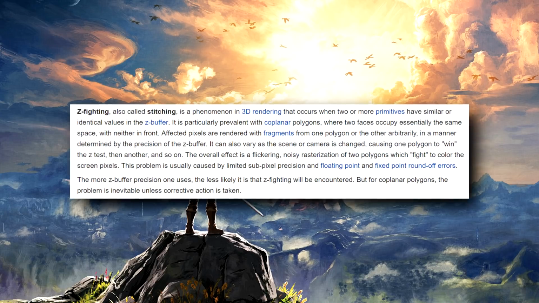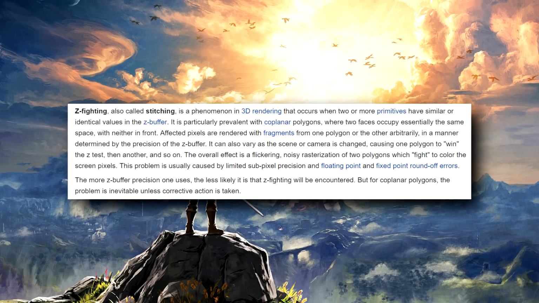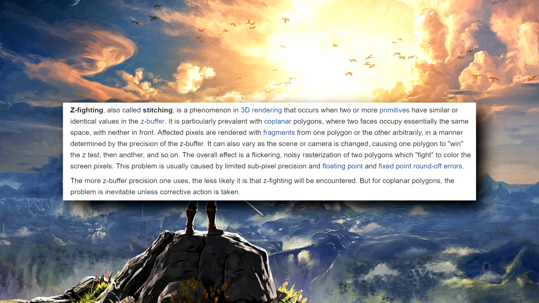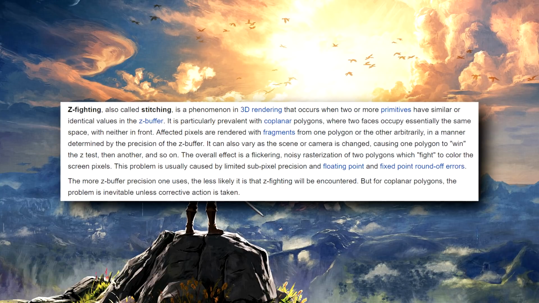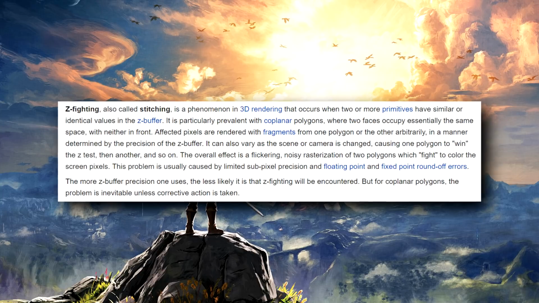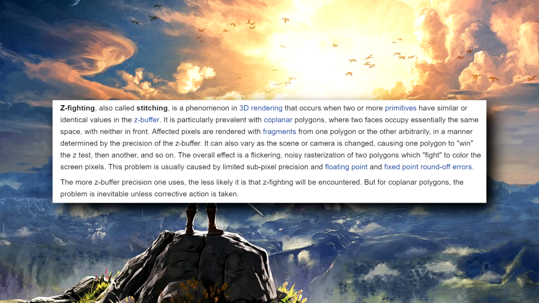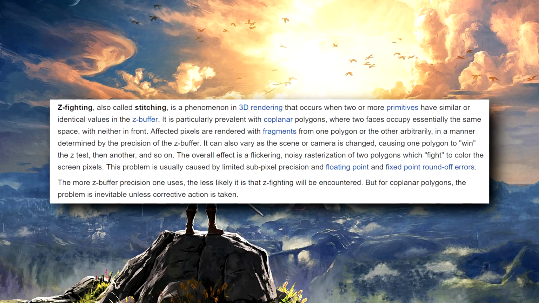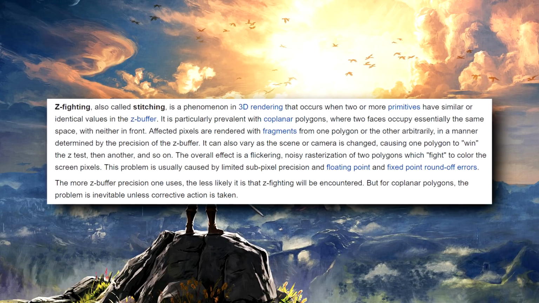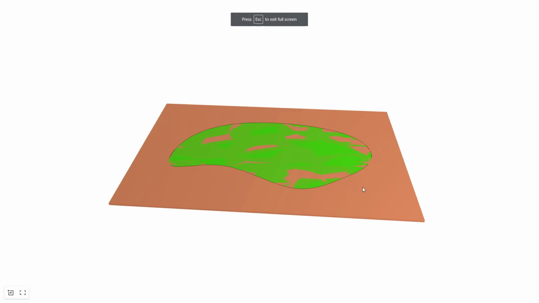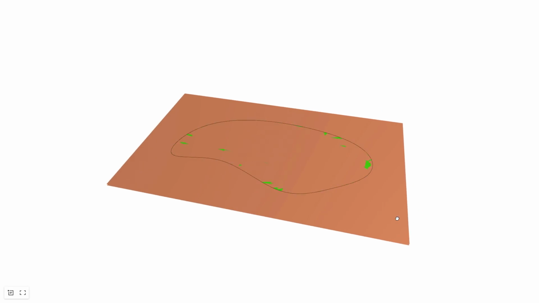The overall effect is a flickering, noisy rasterization of two polygons which fight to color the screen pixels. This problem is usually caused by limited sub-pixel precision and floating point and fixed point round-off errors. The more Z buffer precision one uses, the less likely it is that Z-fighting will be encountered. But for coplanar polygons, the problem is inevitable unless corrective action is taken. So when searching about Z-fighting, you can also find images on the topic, and they of course are very similar to what's happening on the Lanayru wetlands.